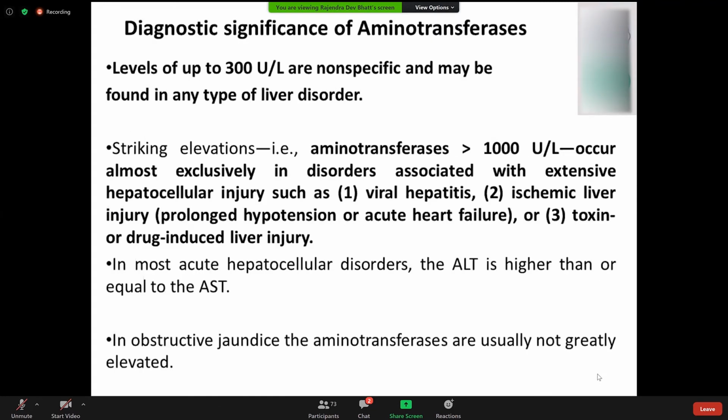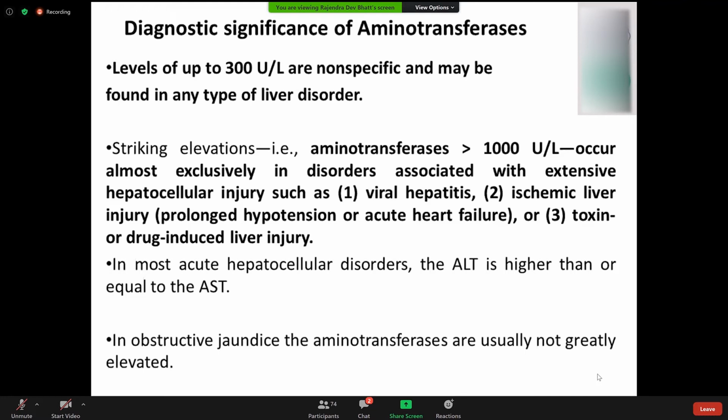Diagnostic significance of aminotransferase: how do we interpret these tests or enzymes? Levels of up to 300 international units per liter are non-specific and may be found in many types of liver disease. That means we said these SGOT and SGPT or AST, ALT enzymes are normally 5 to 40 or 5 to 45 international units per liter. But up to 300 international units per liter, it doesn't signify that it is this type of disease. There is something wrong, but we can't say that this is the main reason.